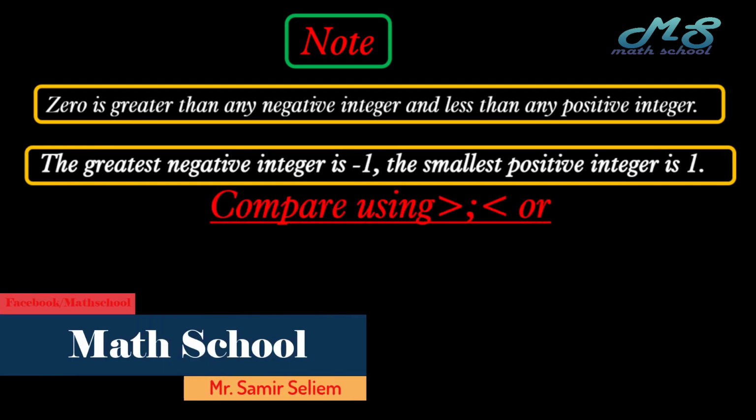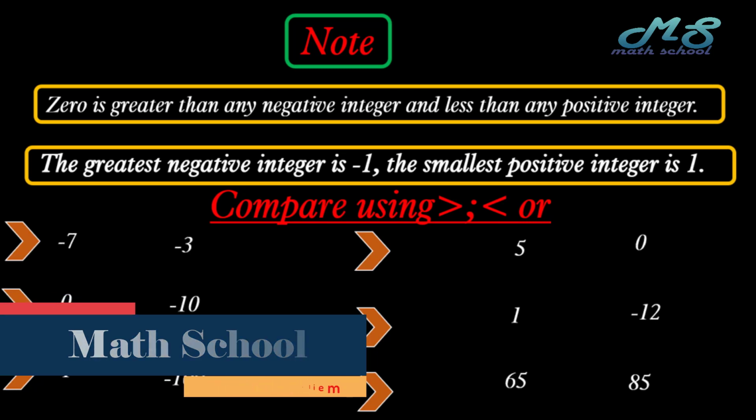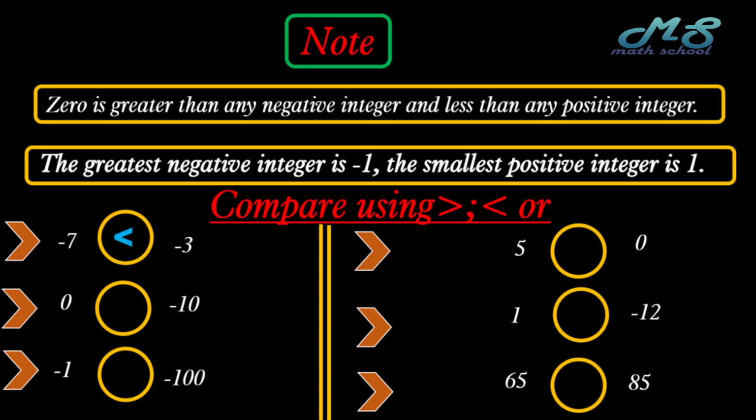You can take an example. Compare using greater than or less than. The first set, guys: -7 and -3. -7 is less than -3, because -7 is at the left of -3 on the number line. 0 is greater than any negative integer, so 0 is greater than -10. -1 is the greatest negative integer, so we will write greater than: -1 is greater than -100. 5 is greater than 0, because any positive integer is greater than 0. 1 is greater than -12, because any positive integer is greater than any negative integer. Finally, 65 is less than 85, because 65 is lying at the left of 85 on the number line.